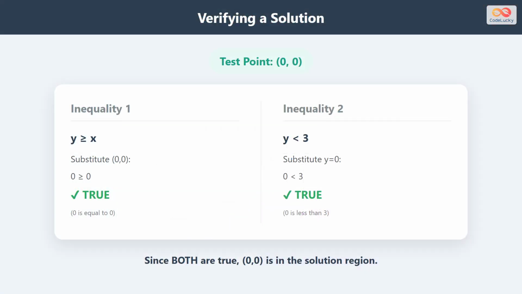To be absolutely sure about a solution, you can test a point. Let's pick the point 0, 0. We plug 0 into the first inequality. 0 is greater than or equal to 0, which is true. Then we plug it into the second. 0 is less than 3, which is also true. Since the point works for both, it confirms that 0, 0 is indeed inside the solution region.